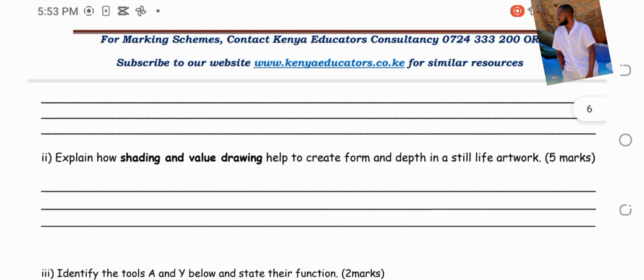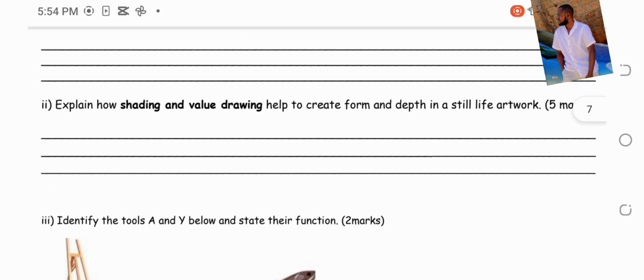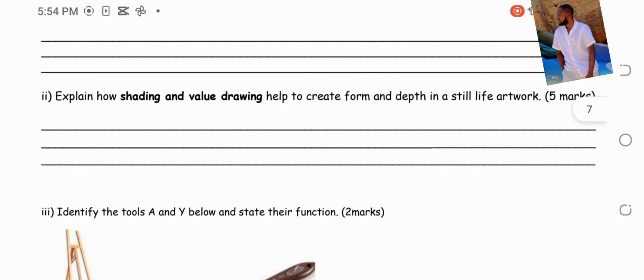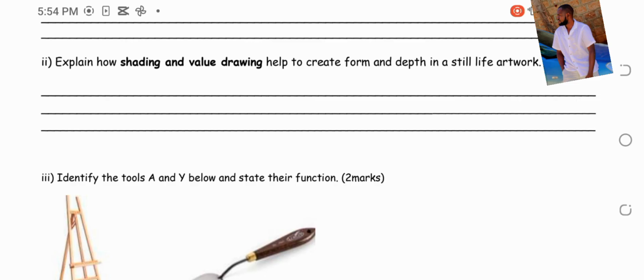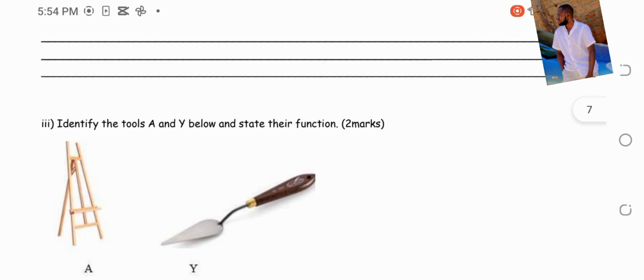Number B2, it says, explain how shading and value drawing help to create form and depth in a still life artwork. So when we look at this one, it helps us to create 3D form. Shading and value also show the light source and add depth to make it more real, or to look lively. Some people say to give it life.